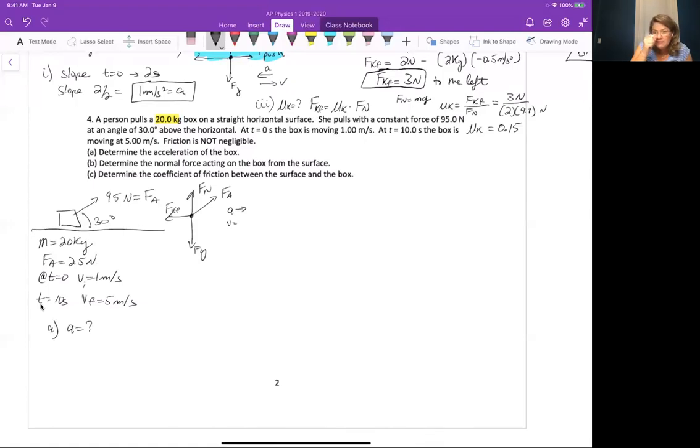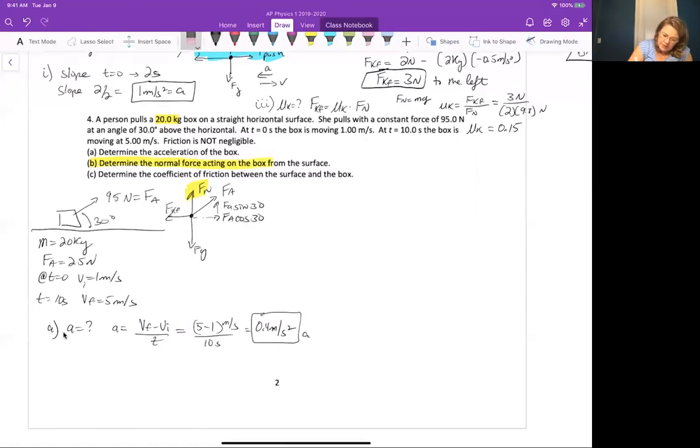I'm going to use kinematics to find acceleration because I have 3 things. So I'm going to use a equals v final minus v initial over time. That's my favorite kinematic equation. 5 minus 1, that's in meters per second, divided by elapsed time was 10 seconds, and I find the acceleration to be 0.4 meters per second squared. That is the answer to A.